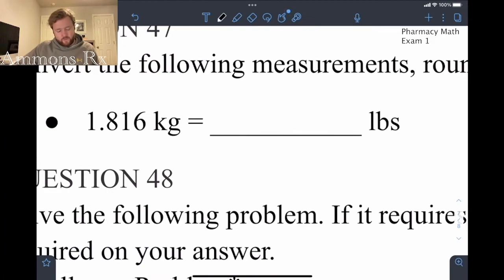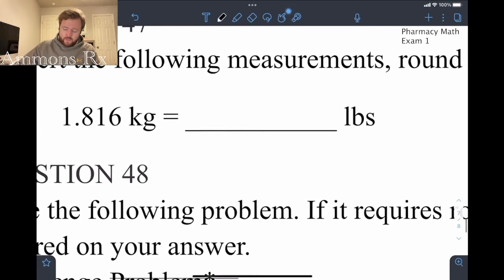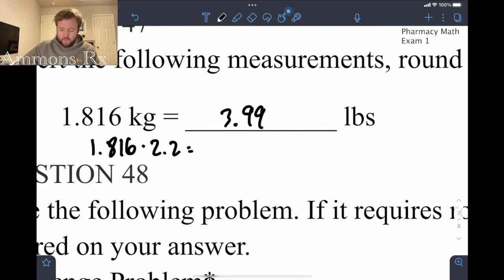This, I'm just going to do 1.816 times 2.2 because I know that there are more pounds in a kilogram. A kilogram is heavier. So 1.816 times 2.2 is equal to 3.995, or we'll call it 4.